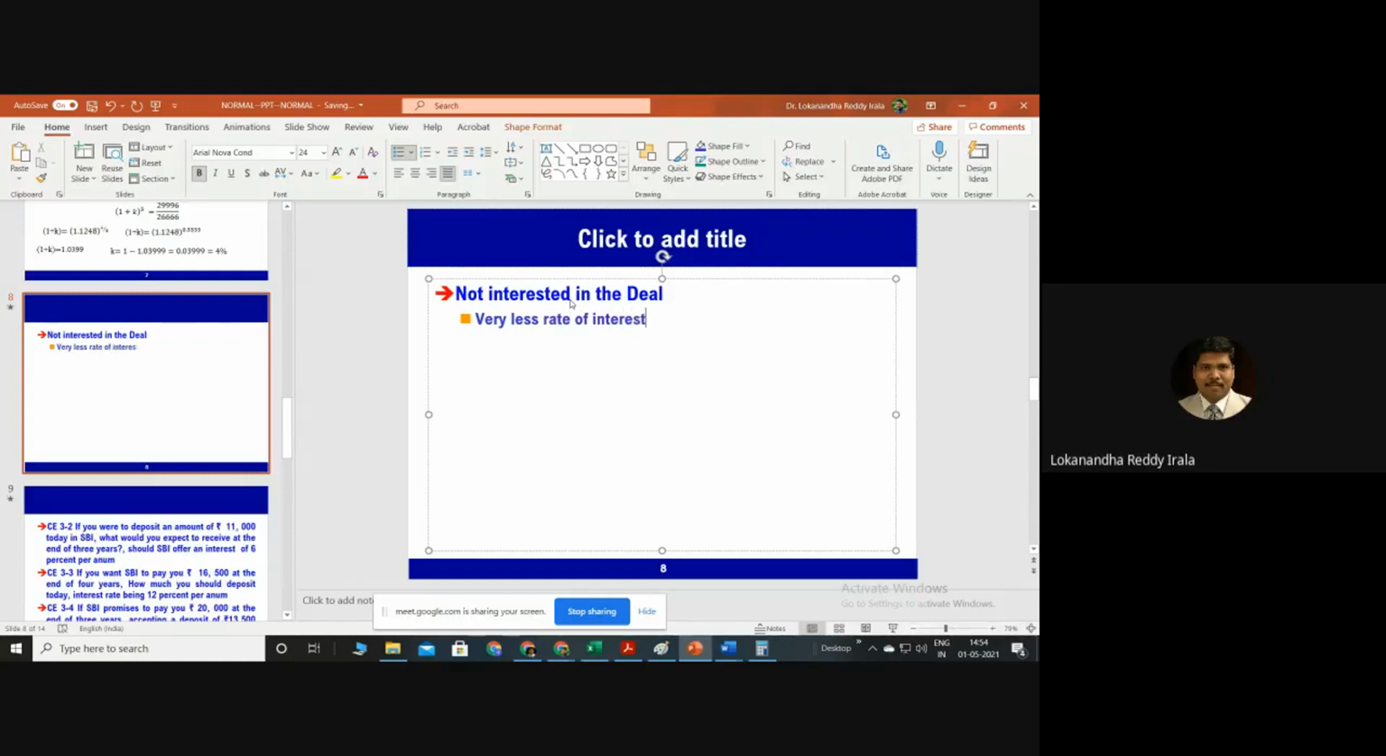So if it is a very less rate of interest, the next question you have to answer is how much do you want? I mean, if SBI gives you how much, will you be interested in the deal? 8%. 8.5%. 8.5%, right? Yeah, 8.5%.